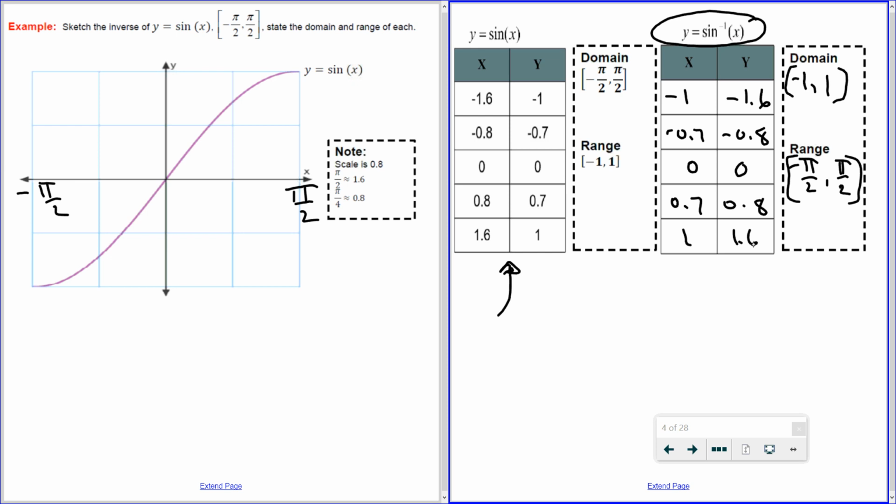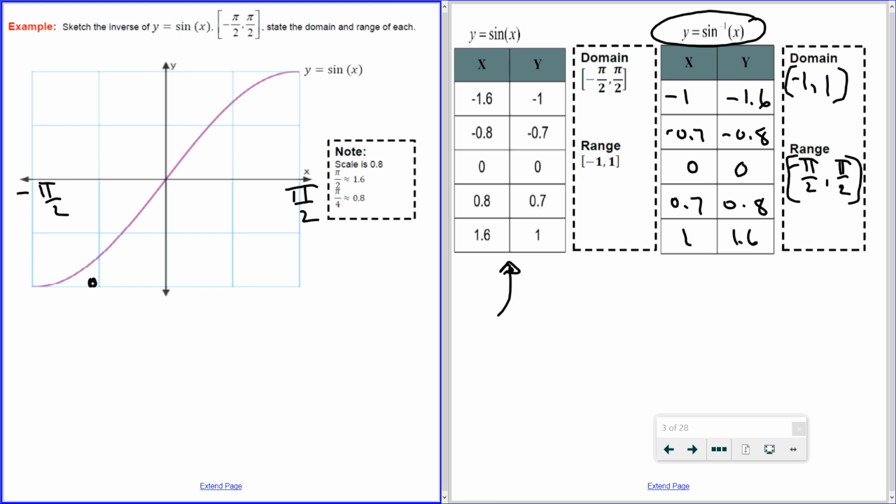So let's approximately graph that. So my scale, I'm going up by 0.8. So if I want to graph my first one, I'm at negative 1 and negative 1.6. So negative 1 just a little bit past here, and then negative 1.6. I am going to be, I don't know, approximately, we'll say down here.